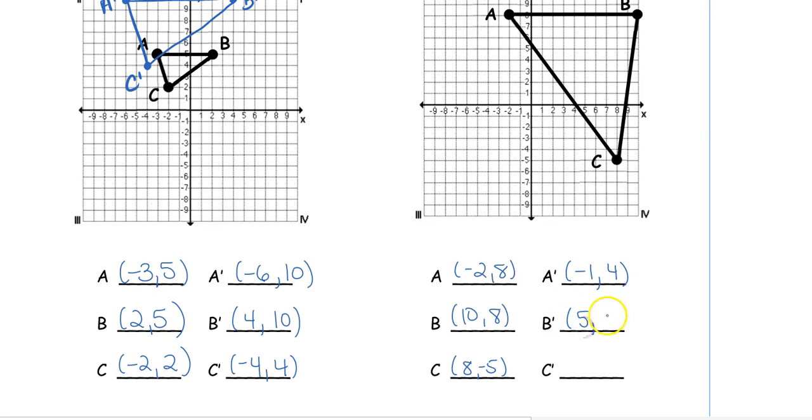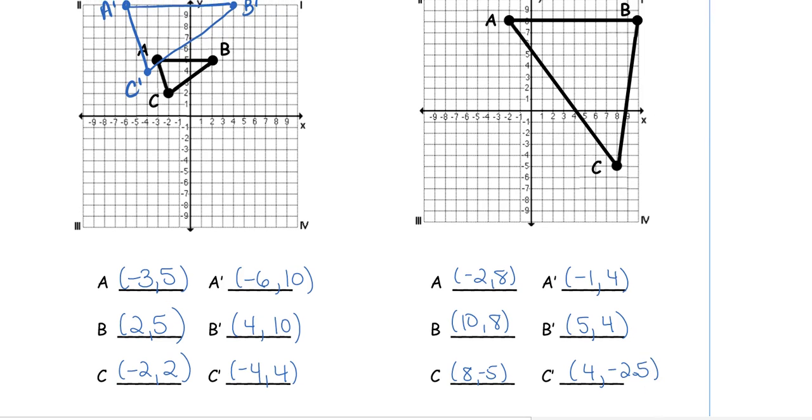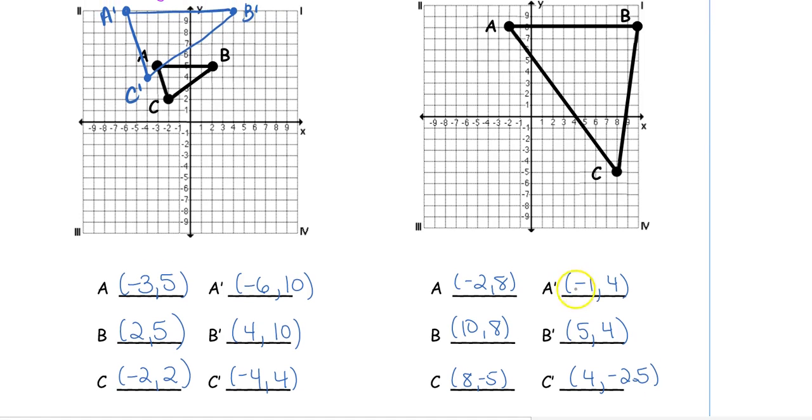Half of 10 is 5. Half of 8 is 4. Half of 8 is 4. Half of negative 5 is negative 2.5. So we've got a decimal there. That's okay. We go ahead and plot these new points. So negative 4, positive 1. That's the image of A. 5, 4. That's the image of B. And 4, negative 2.5. So halfway between 2 and 3. That gives us our image of C.